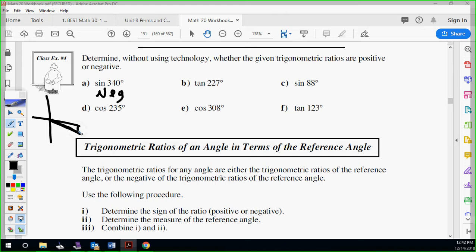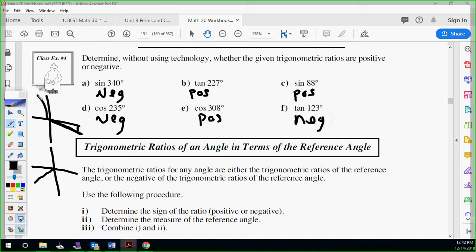Sine, that's down. Okay, you said tangent 227. 227's in the third quadrant? Yep, that's positive because tangent's positive in the third. Sine of 88. That's in the all. Positive. Cos of 235. Negative, that's third quadrant. Cos of 308. And tan of 123. Negative. Tan 123 is right there. Tangent's only good in 1 and 3. Okay?